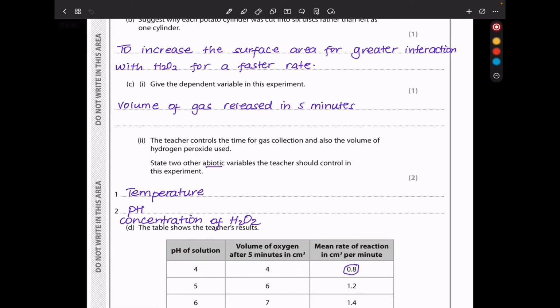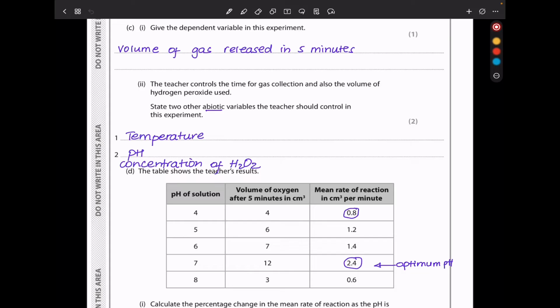And in part C, give the dependent variable in the experiment. The dependent variable is what we measure, and in this case we are measuring the volume of gas produced or released in 5 minutes. The teacher controls the time for gas collection and also the volume of hydrogen peroxide used.